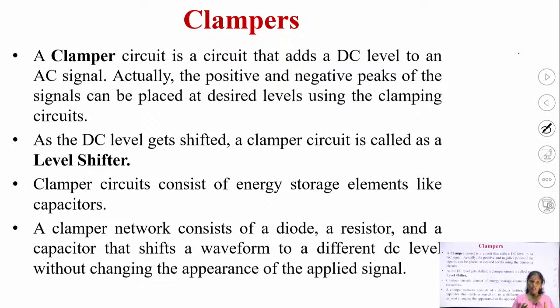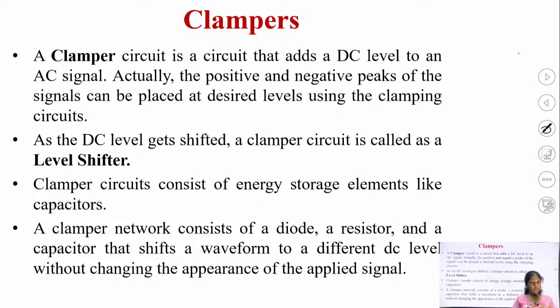Basically, any clamper circuit consists of an additional component in addition to the two components, the diode and the resistor. Here we use one more component, the energy storage element, which is nothing but the capacitor. So a clamper network consists of three basic components: one is the diode, second is the resistor, and the third one is the capacitor.